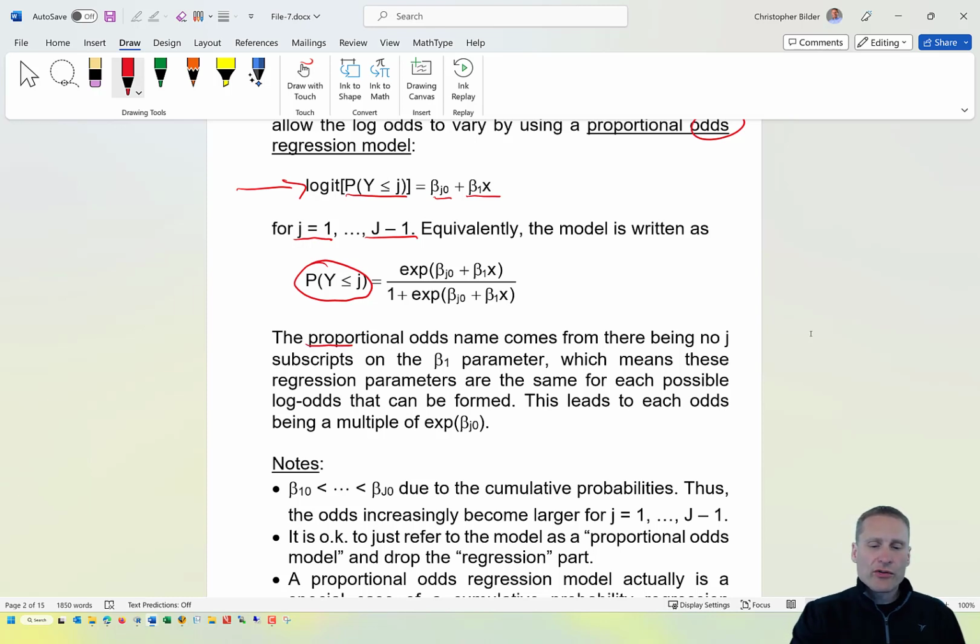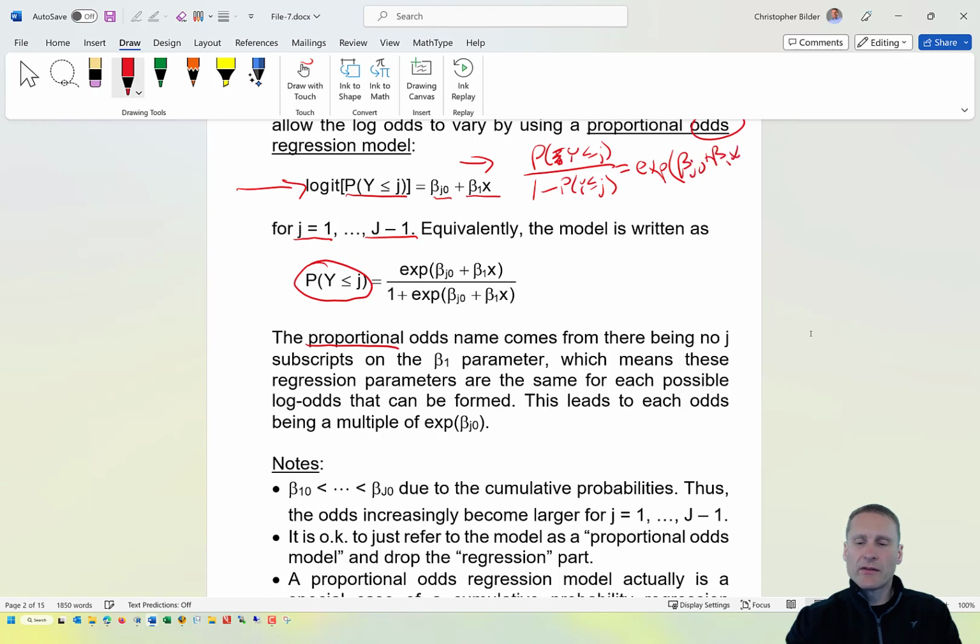Okay, so where does this proportional name come into play here? Well, I could rewrite my model as follows. The probability that y is less than or equal to little j over 1 minus the probability y is less than or equal to little j, my cumulative odds, you could say, is equal to the exponential function evaluated at beta j0 plus beta 1 times x. I could rewrite that further as the exponential function evaluated at beta j0 times the exponential function evaluated at beta 1 times x, just using properties of items up in an exponent.